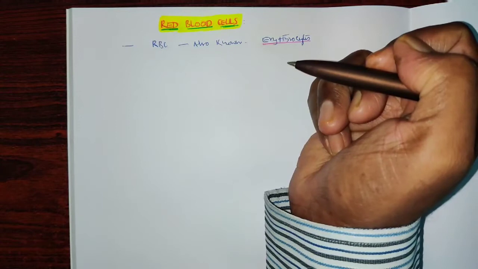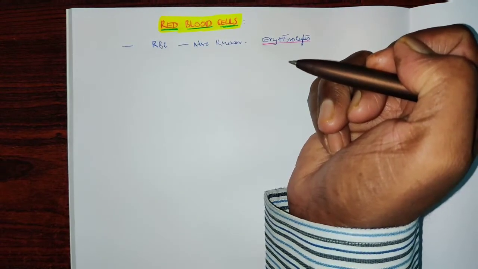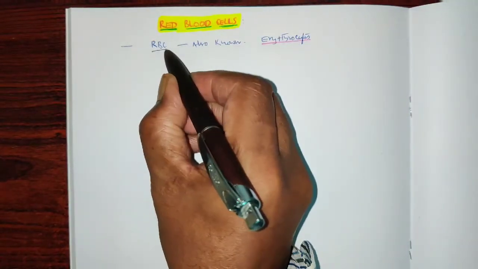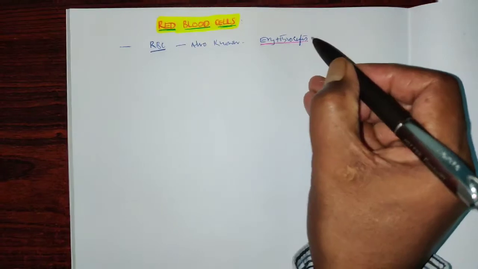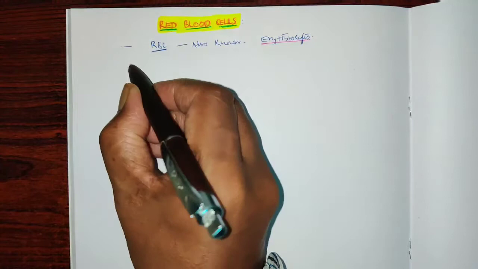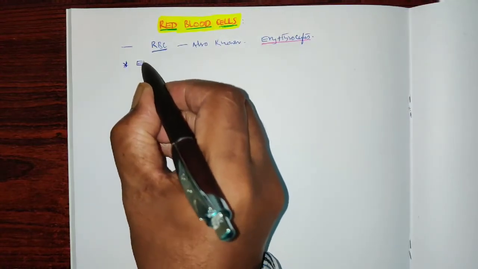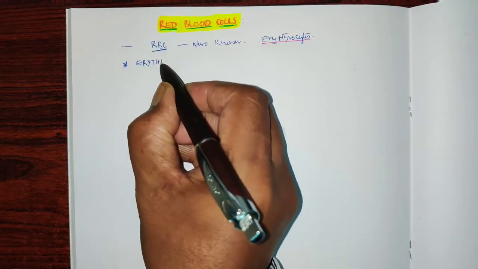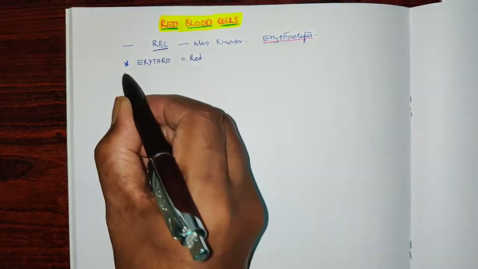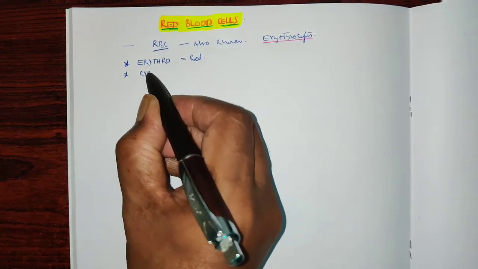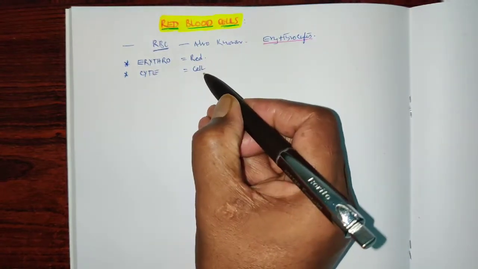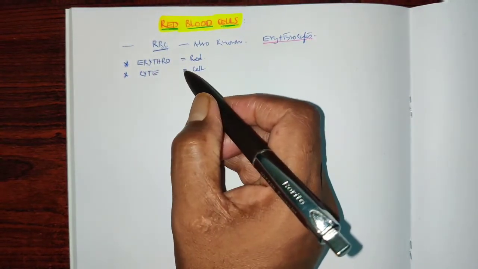In this session we are going to discuss red blood cells. Red blood cells are usually known as RBC. These are also called erythrocytes. Here erythro means red and cyte means cells. So the red cell present in the blood is called a red blood cell.